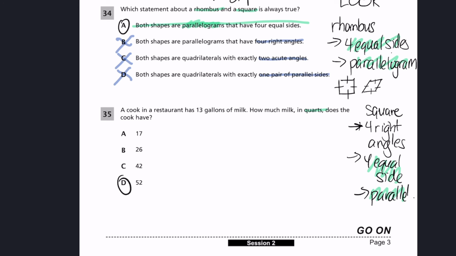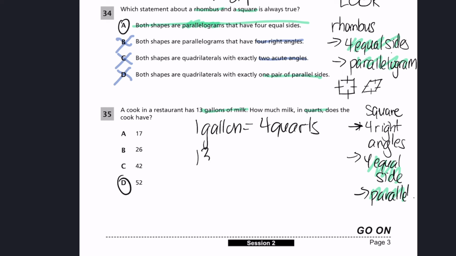All right, let's look at the very last one. And this is another problem where I have to do some unit conversions. It's a measurement one where I have 13 gallons of milk and I need to change that to quarts. So let's do that. We're going to change this to quarts. You can just go into your reference sheet and you'll see that 1 gallon is equal to 4 quarts. So that's there in your reference sheet.